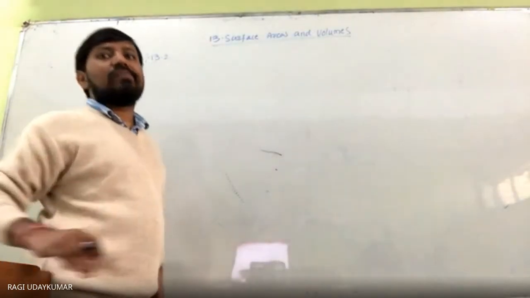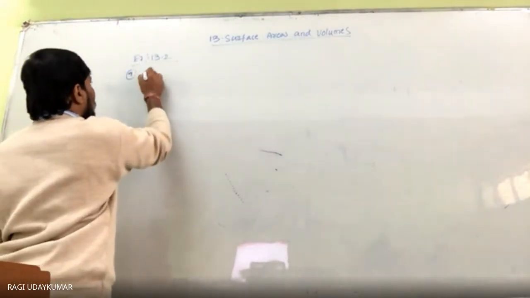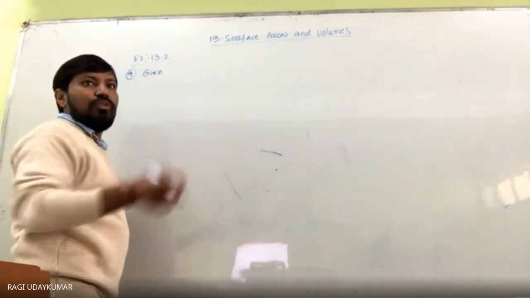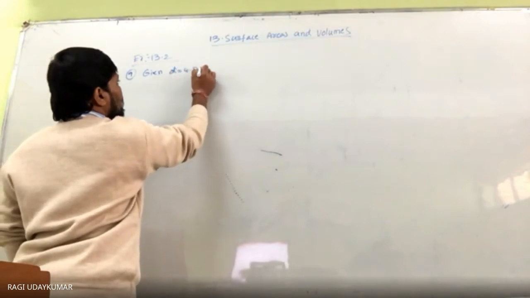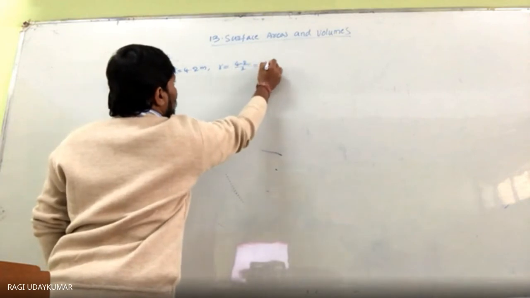The radius is equal to... it is given 4.2 meters. What are the given things? Let us know. Given diameter. The diameter is given as 4.2. You write along with me. So given diameter is equal to 4.2 meters and radius is equal to 4.2 by 2, which is equal to 2.1 meters.